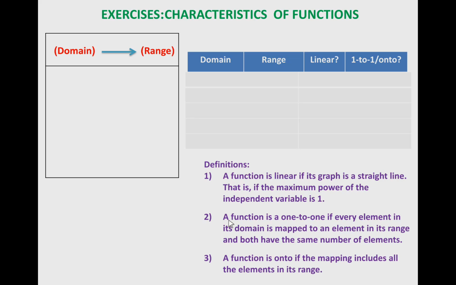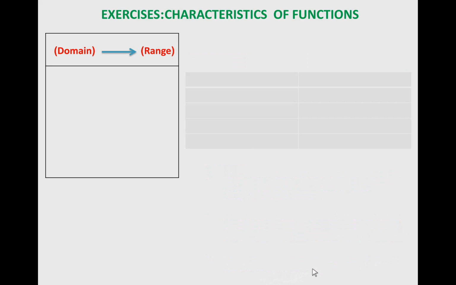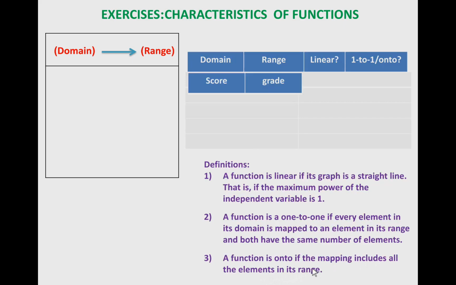Definition number 2, a function is one-to-one if every element in its domain is mapped to an element in its range, and both the domain and the range have the same number of elements. The third definition, a function is onto if the mapping includes all the elements in its range. Now that we have these definitions, let's go ahead and check the same functions we went through.